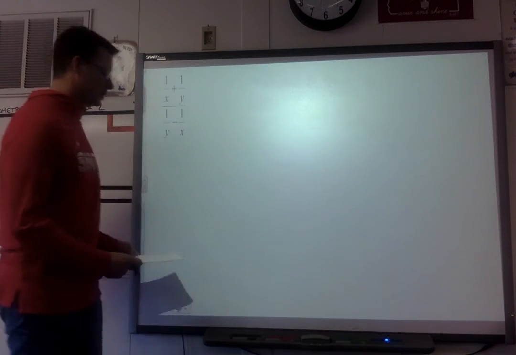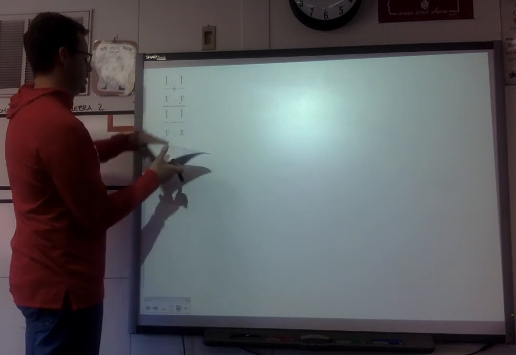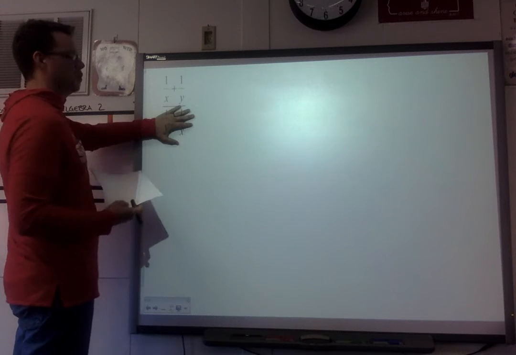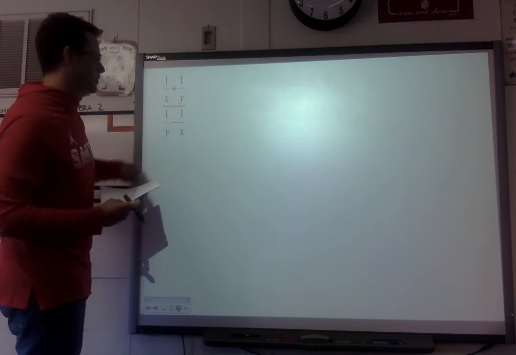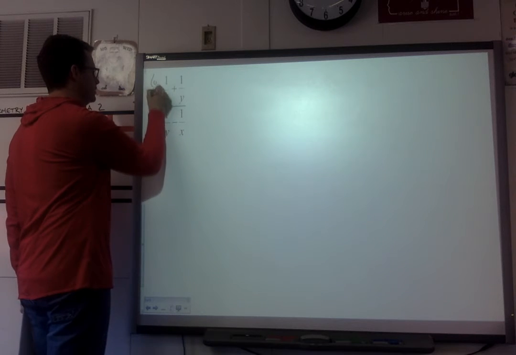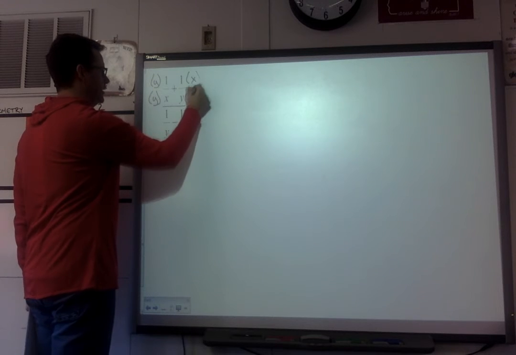So here, I'm going to look at just my numerator first. So I'm going to ignore everything here. I've got 1 over x plus 1 over y. The common denominator there will be x times y. So I need to multiply by y on the left and by x on the right.